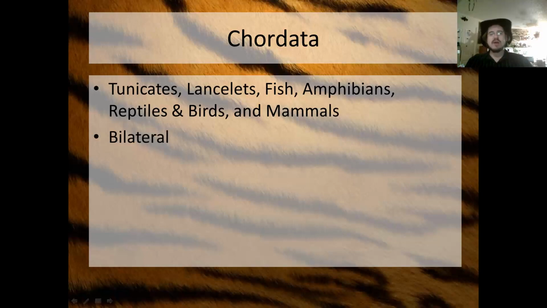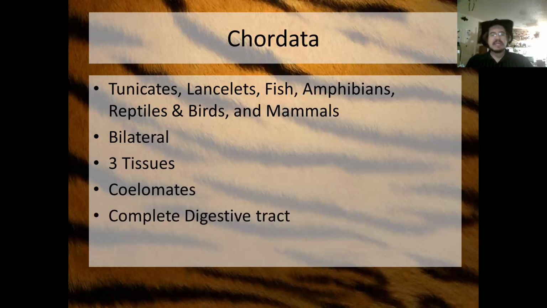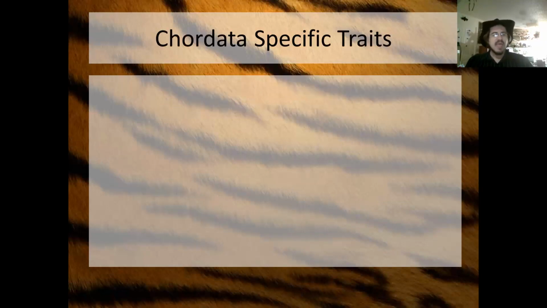So what are chordates? Well, all the members of Phylum Chordata are bilateral. They have the full three tissues, and they are coelomates. They have a complete digestive tract, and they have a number of very specific traits. They have a dorsal hollow nerve cord. What is that? That's a spine.